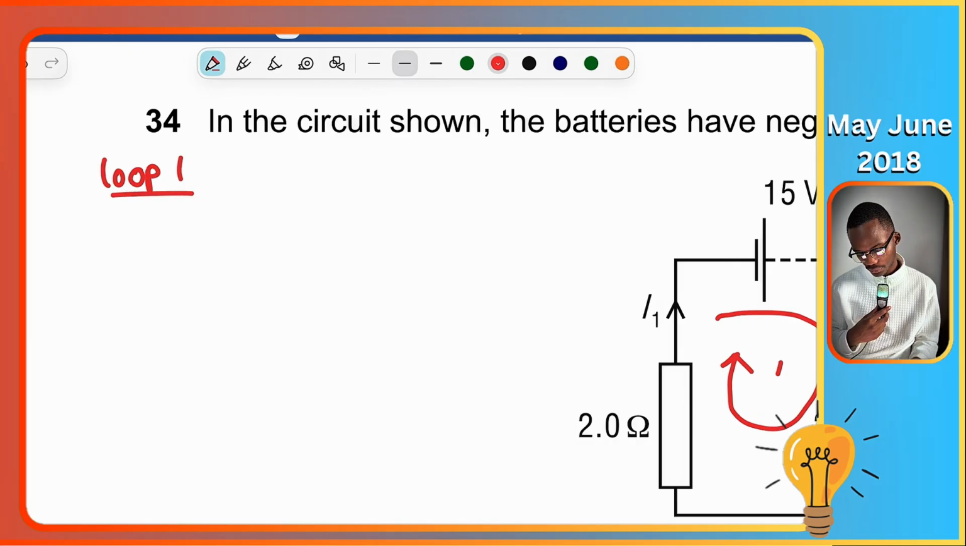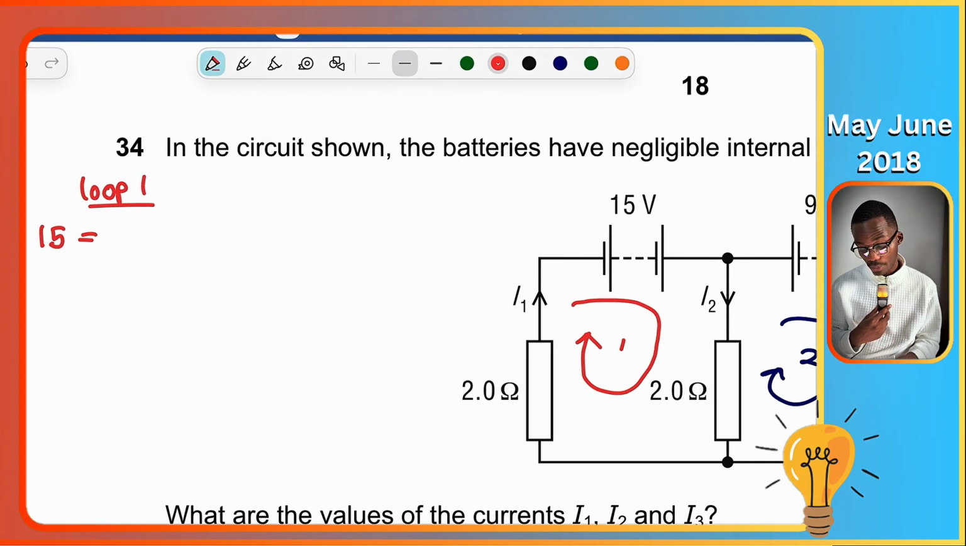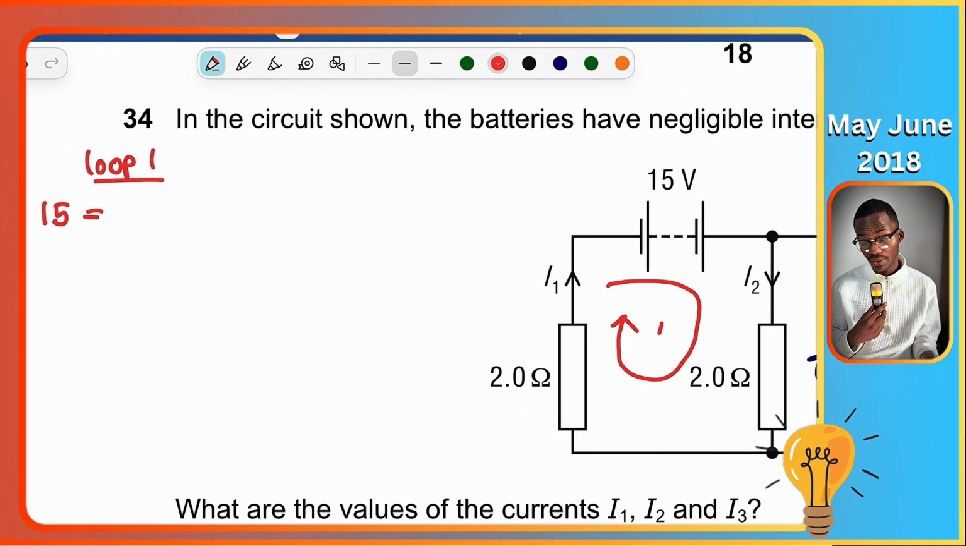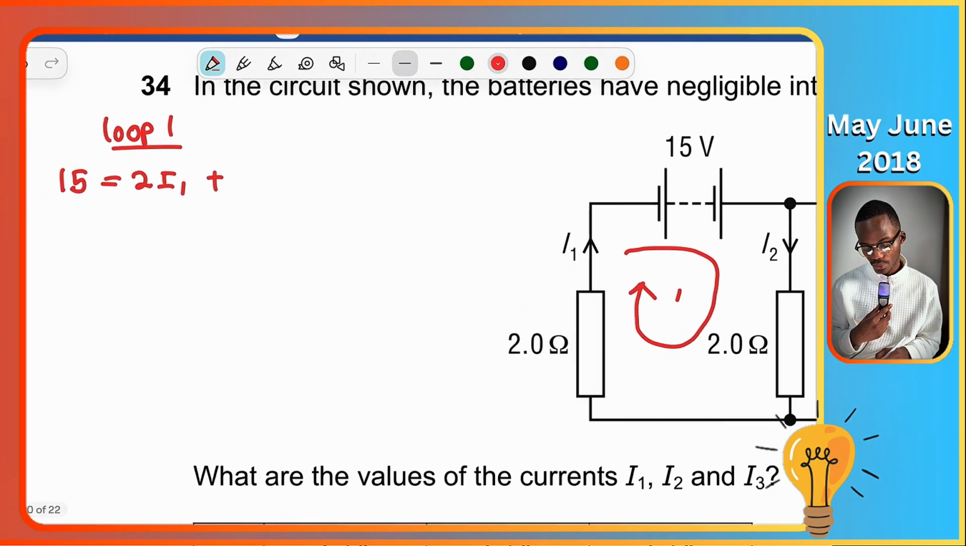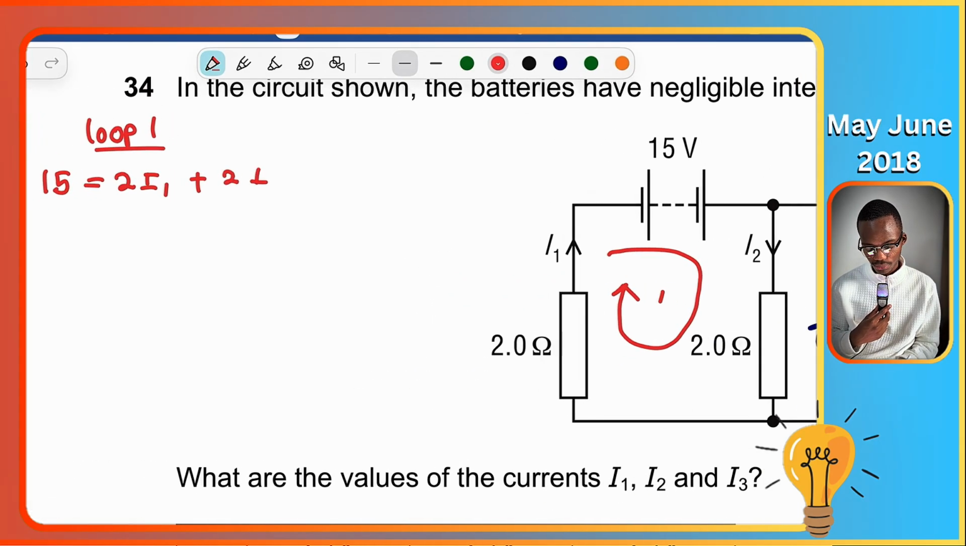So for loop 1, you have a power source of 15 volts. But that 15 volts is distributed towards a 2 ohm resistor. So the voltage drop, V equals IR, is going to be 2 times I1. Plus, you're going to have a voltage drop across that 2 ohm resistor moving with I2.